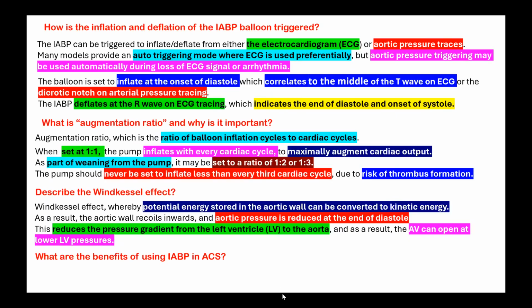And once you use the aortic balloon pump, this effect is augmented so that the workload on the left ventricle is very much reduced. What are the benefits of using IABP in acute coronary syndrome?